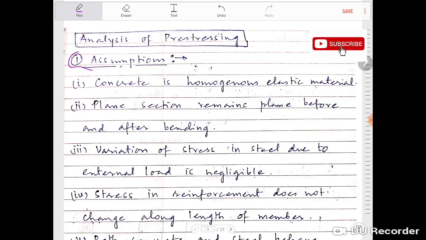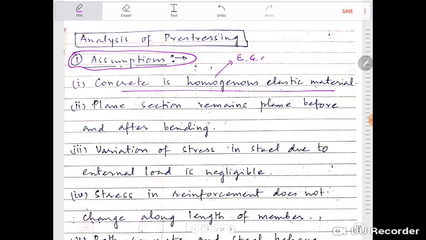So what are the assumptions that are involved in the analysis of pre-stress? Concrete is a homogeneous and elastic material. As it is homogeneous, you'll only use one E value, one G value, one mu value. All the elastic constants are going to be single values. And then we are saying that it is also elastic. Elastic means we are able to apply Hooke's law, right? So these are the two implications of this assumption.